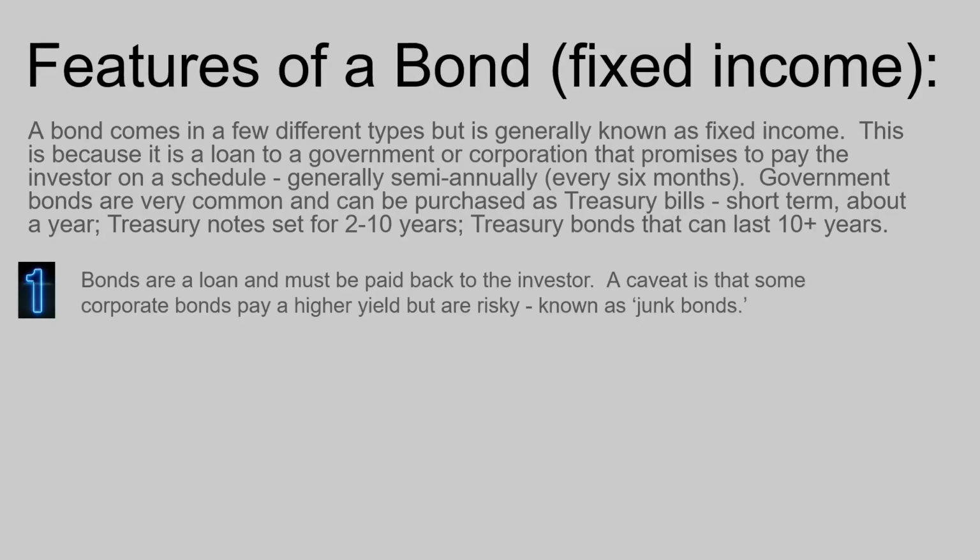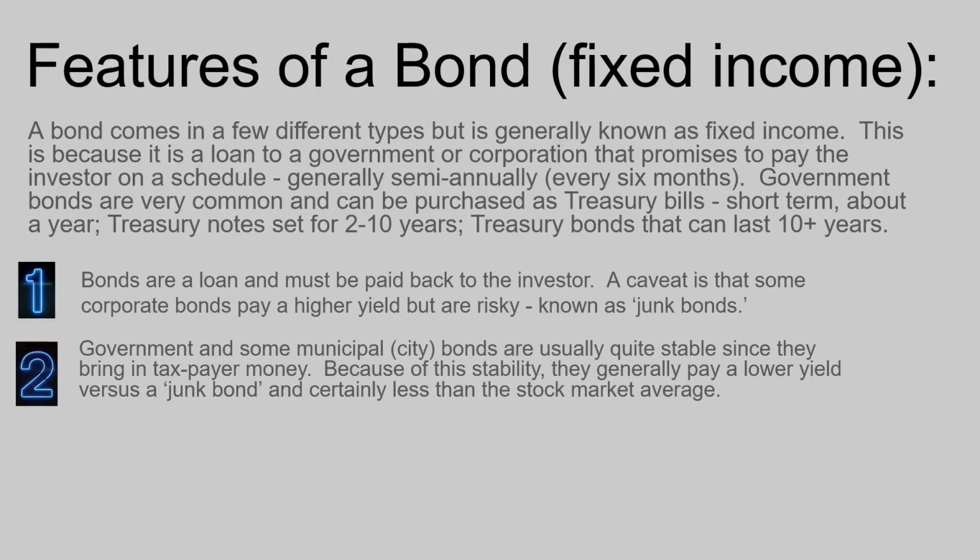So first feature, bonds are a loan and must be paid back to the investor. There is a caveat that some corporate bonds pay a higher yield, but they can be risky, and those are known as junk bonds. Two, government and some municipal city bonds are usually quite stable since they bring in taxpayer money. Because of this stability, they generally pay a lower yield versus a junk bond, and certainly less than the stock market average.